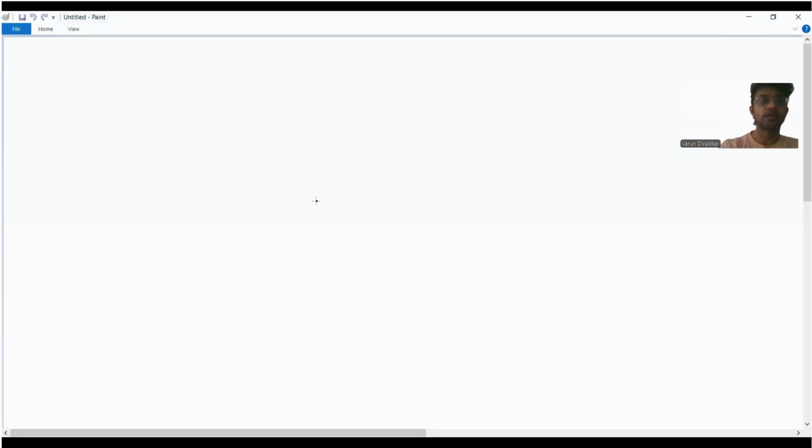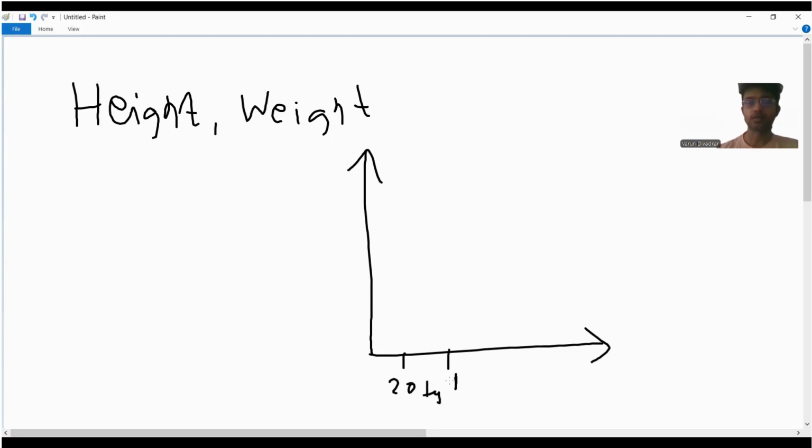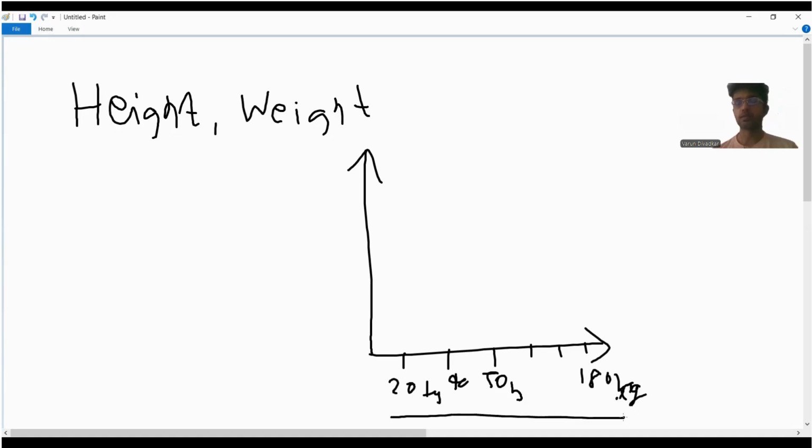Let's say you're plotting the height of people in a country, right? Or maybe let's say the weight of people. So let's say you plot a graph that looks like this. Let's say the weight starts from, say, 20 kg, goes to 40 kg, 50 kg, and then goes to, say, 100, 120, 180 kgs, right? Let's say we have this range of weight.